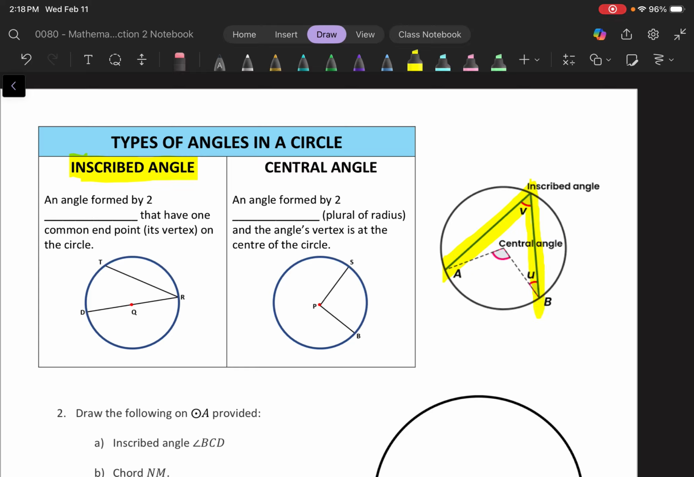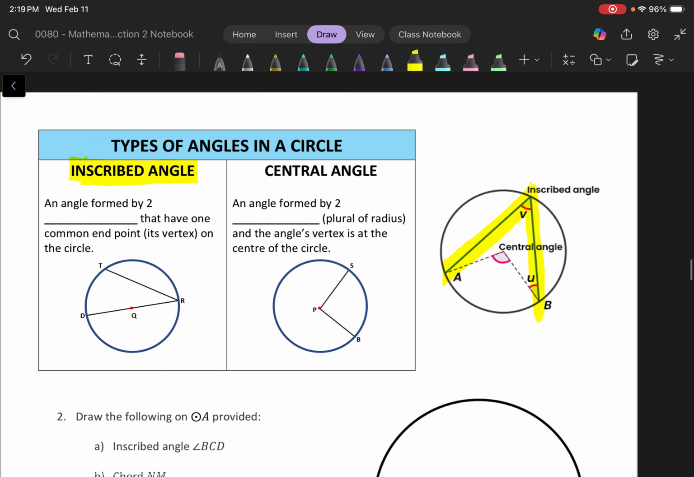Okay? So I have my inscribed angle. Now I'm noticing my inscribed angle is made up of two chords. I have this chord here that connects one side of the circle to the other. It's a line segment that does so. And I have a second chord here that connects one edge of the circle to another.